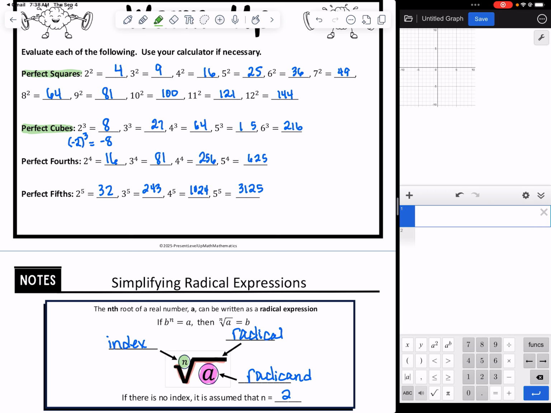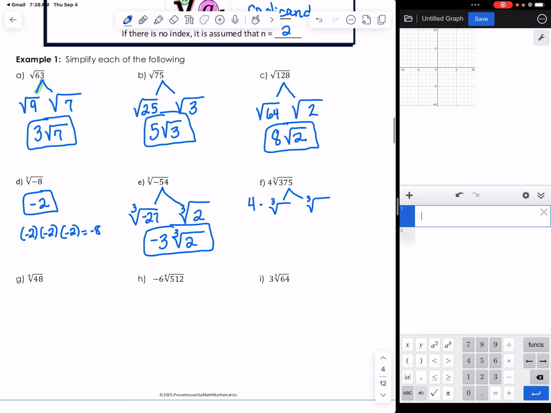of 375. So if I were to multiply the cube root of 125 times the cube root of 3, I would get the cube root of 375. So let's simplify this. The cube root of 125 is 5, and cube root 3. And then I want to multiply my coefficients together. 4 times 5 gives me 20 times the cube root of 3.